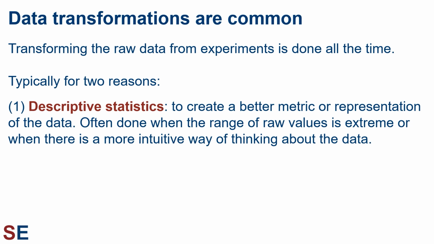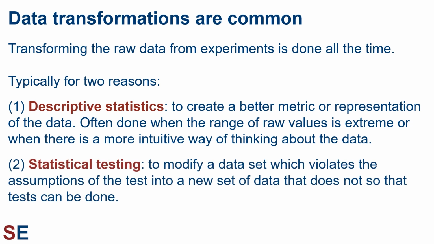This is most often done when the range of raw values is extreme, or when there is a more intuitive way of thinking about the data than by using the actual values measured. In this video, we'll look at some examples of familiar metrics, which are actually transformed versions of the raw data that defines them. The second reason to transform data is to aid in statistical testing, to modify a dataset which violates the assumptions of the test we want to use into a new set of data that does not, so that tests can be done.